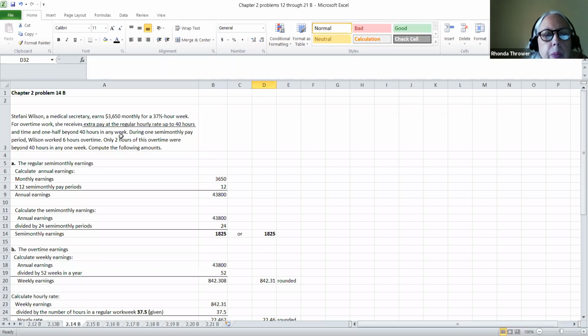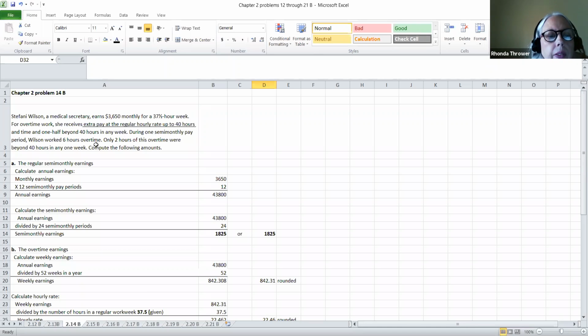So they're still basically saying that they don't have to pay overtime until it reaches over 40 hours a week. Even though her normal work week is 37 and a half hours, they're still going to pay her the regular hourly rate, even if she works 40 hours. If she works beyond 40 hours, they give her 1.5 time. During one semi-monthly pay period, notice this is semi-monthly this time, so that means she would get paid twice a month.